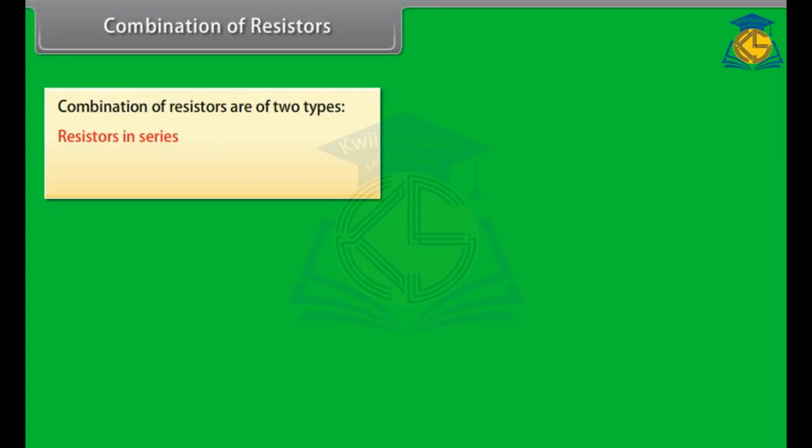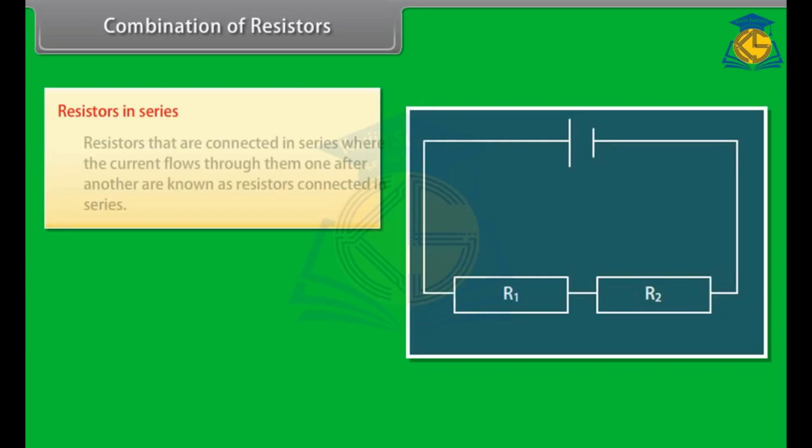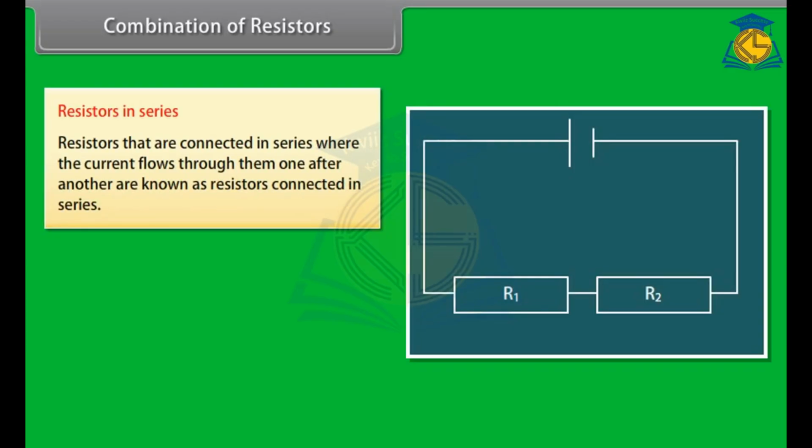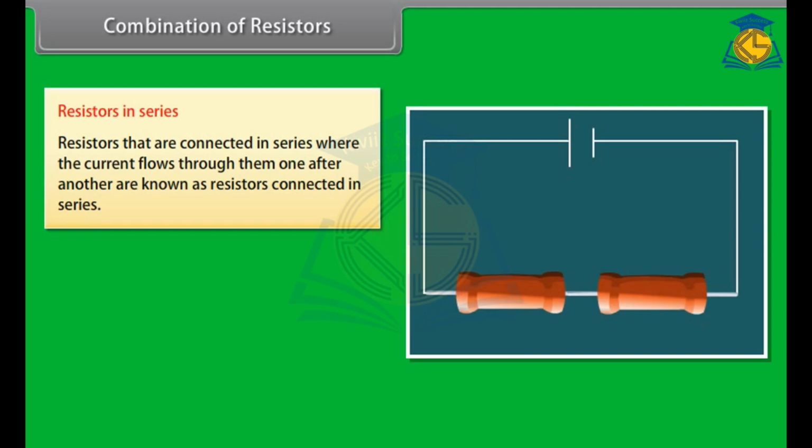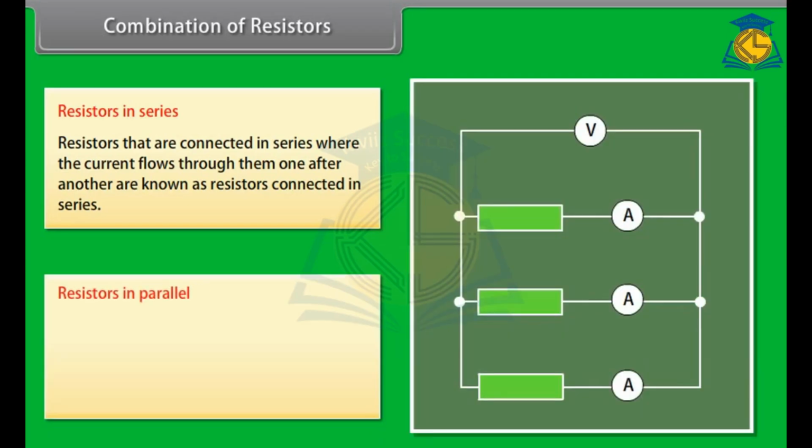They are resistors in series and resistors in parallel. Resistors in series. Resistors that are connected in series, where the current flows through them one after another, are known as resistors in series. Here, the current depends on the applied voltage, the number of components, and the nature of components in the circuit.